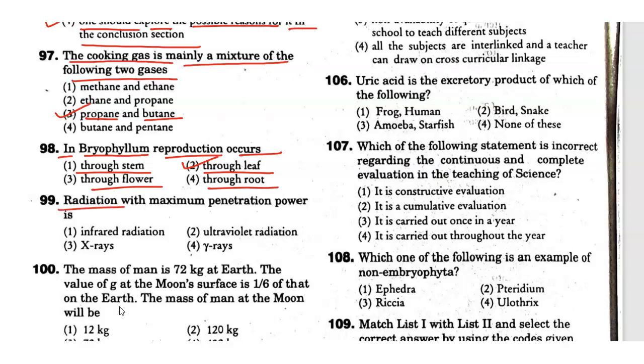Now, the radiation with maximum penetration power: IR infrared radiation, ultraviolet radiation, X-ray and gamma rays. The correct answer is gamma rays. Gamma rays have the most penetrating power.